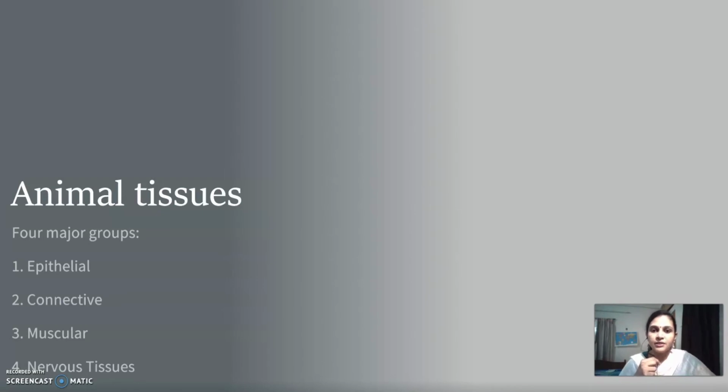So the animal tissues are majorly divided into four types. First one is epithelial tissue, then connective tissue, muscular tissue and nervous tissue. The four types are epithelial tissue, connective tissue, muscular tissue and nervous tissue. You can see it on the slide here.